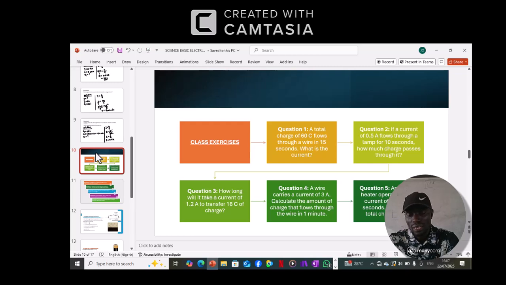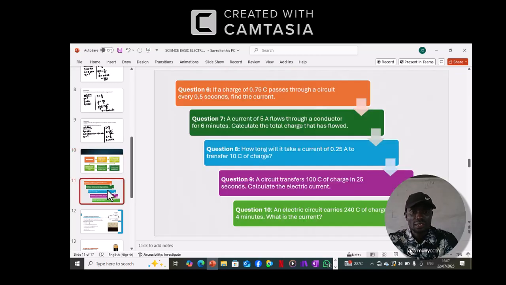Okay, then the last question, number 5. An electric heater operates with a current of 6 ampere for 40 seconds. What is the total charge used? So these questions are very simple. Number 6. If a charge of 0.75 coulomb passes through a circuit every 0.5 seconds, find the current.